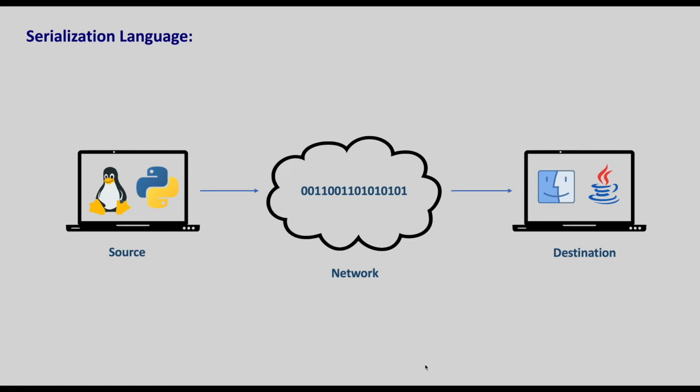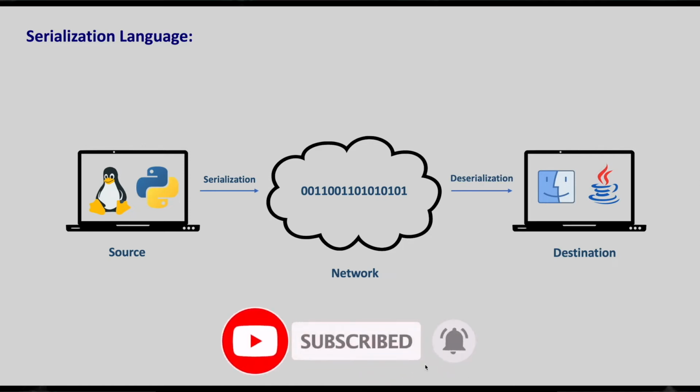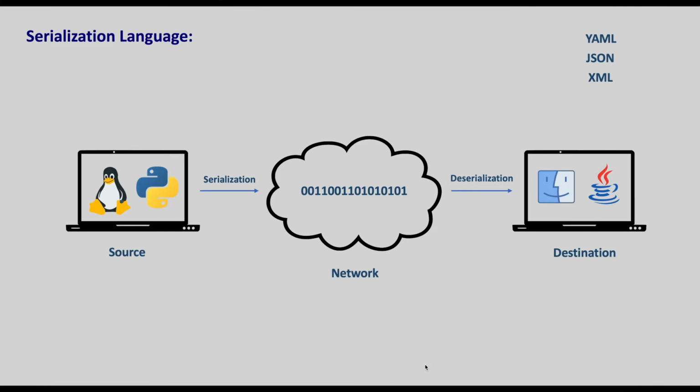So the data must be sent in a format that can be understood by both machines. So instead of converting your objects directly into binary, we convert the objects to a commonly agreed format that can be understood by both systems. Those common formats are called serialization languages. And the process of converting from objects to binary is called serialization, and the reverse process, which is converting the binary back to the original data, is called deserialization. Examples of serialization languages are YAML, JSON, and XML.